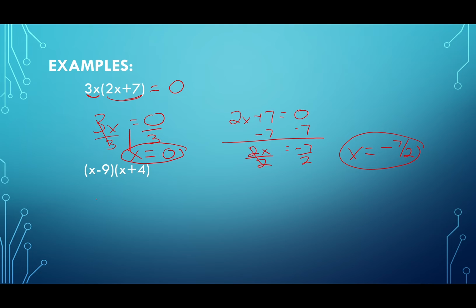On the second example, just as before, I split it. x minus 9 equals 0, and x plus 4 equals 0. Solve them each separately. Plus 9 on this left one, x equals 9. Over on the right one, subtract 4. x would equal -4.